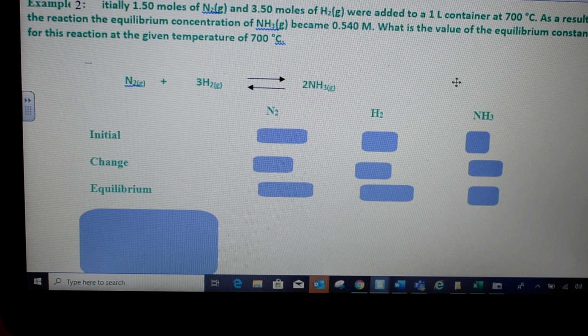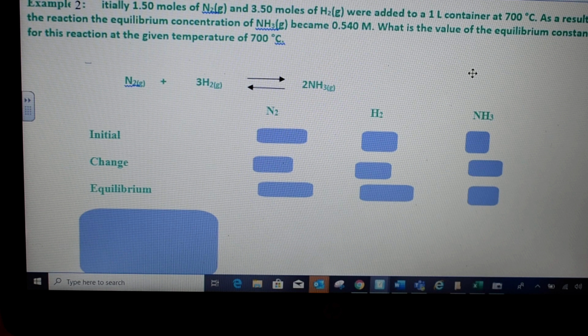So when I look at this question, there's a couple things I want you to note. First of all, they tell us the temperature. We do not need the temperature for our calculations, but it's imperative that you realize that the equilibrium constant will change if the temperature changes. So the fact it's at 700 degrees when they start the reaction and when they finish the reaction is very, very important. If I change that temperature, the equilibrium is going to shift, and you know that because of Le Chatelier's.